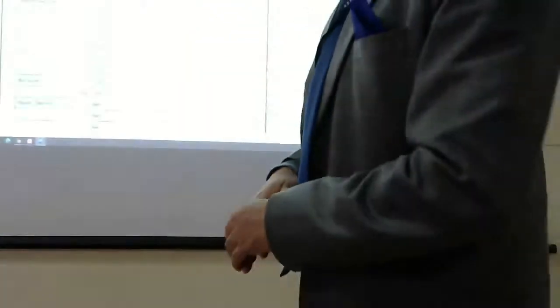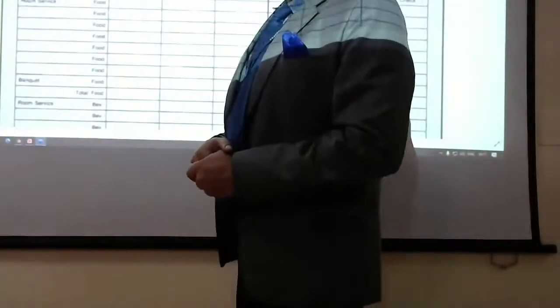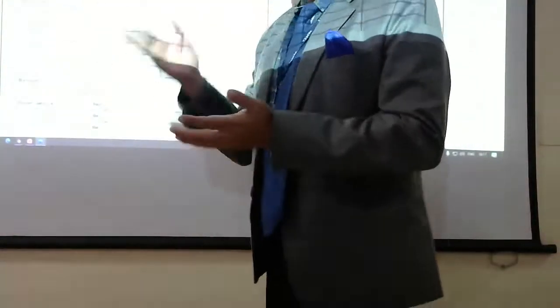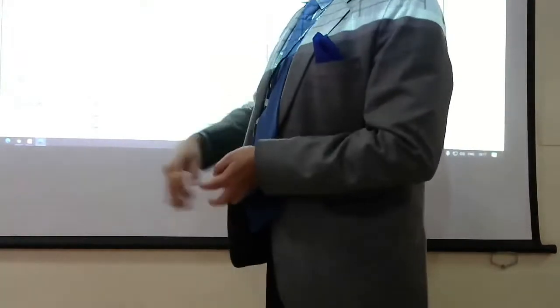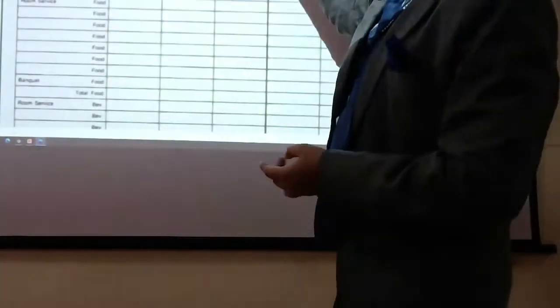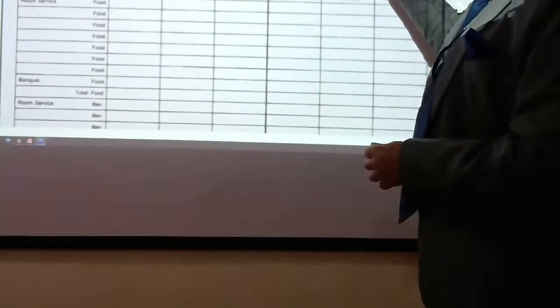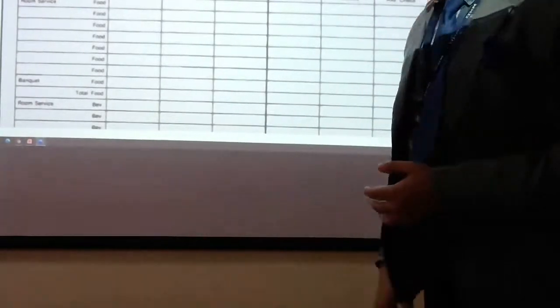Then, as you can see, some time back we talked about the house use rooms. These are the complementary rooms part. So we are talking about complementary rooms, house use rooms, and all that. How many complementary rooms have we given? Who are the guests? Which room numbers are such guests staying in? Which company are they from? What are the check-in date and check-out date? Who has authorized that? All this information has to be there in this particular report.